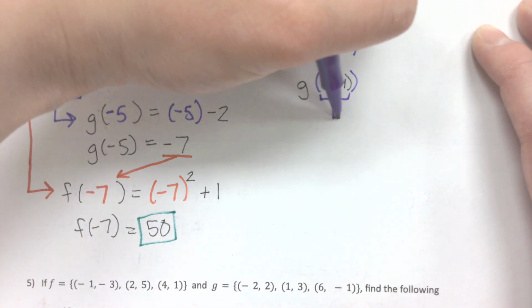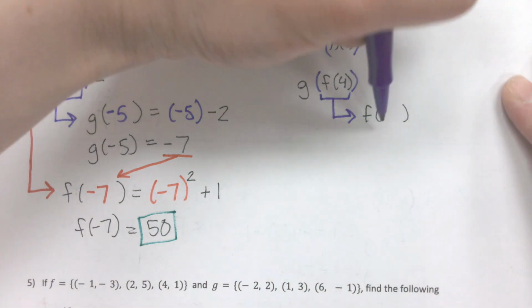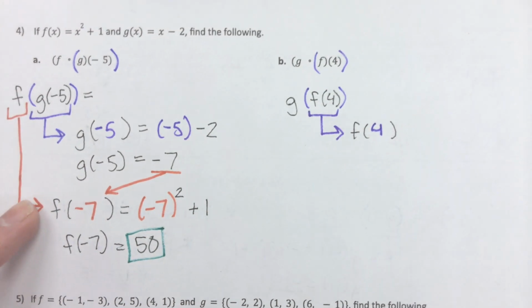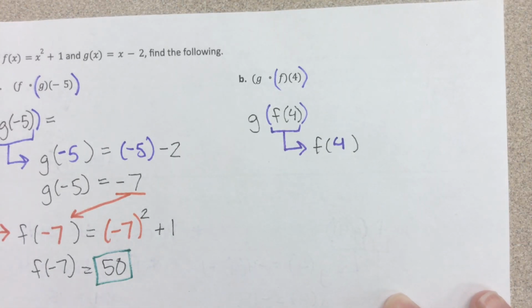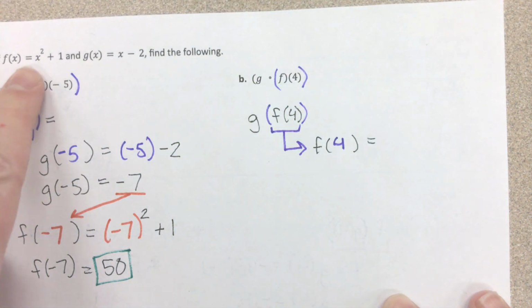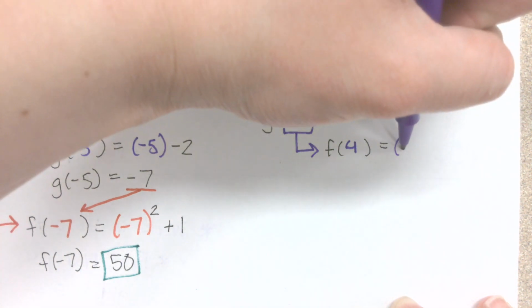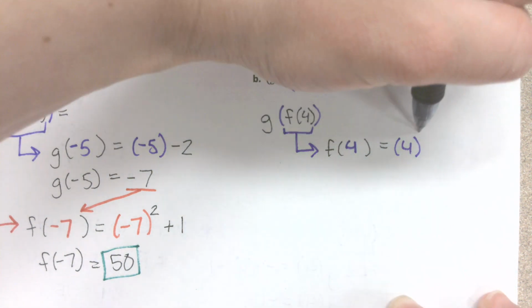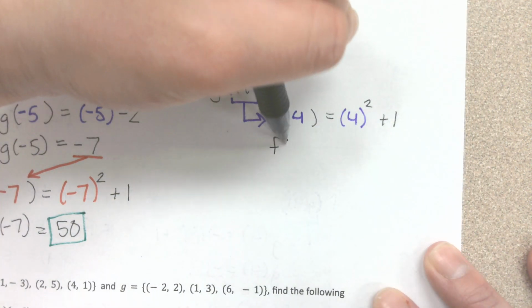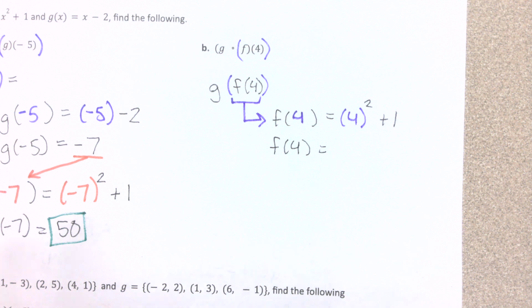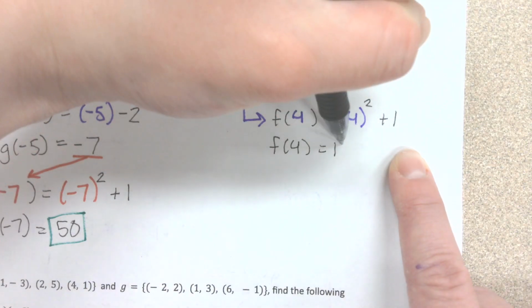Let's bring down f of 4 and solve that. F of 4. And we have x squared plus 1 is the f function. So we're going to plug in 4 into the x. Again, put 4 in parentheses and then put the squared on the outside. Plus 1. F of 4 equals, this one I'm just going to talk aloud about. 4 squared is 16 plus 1 is 17.